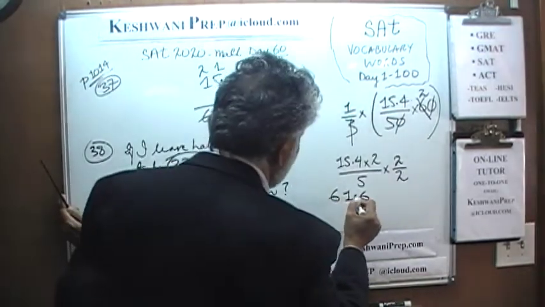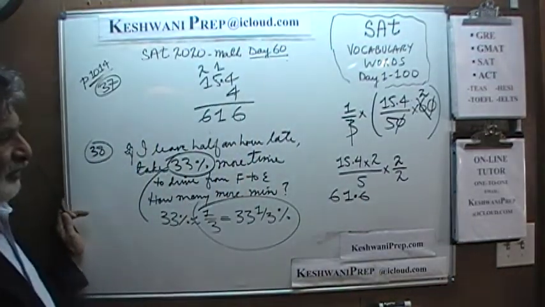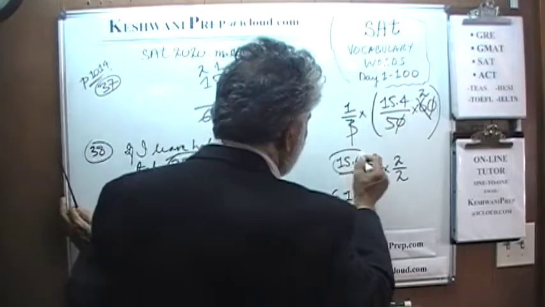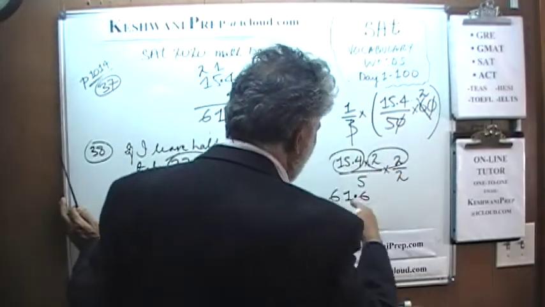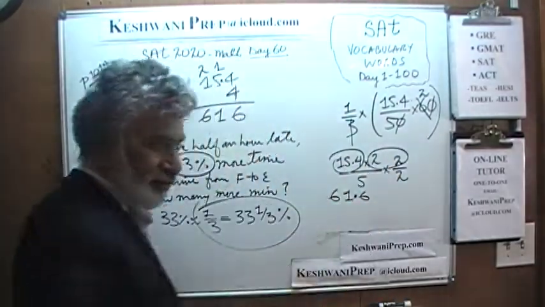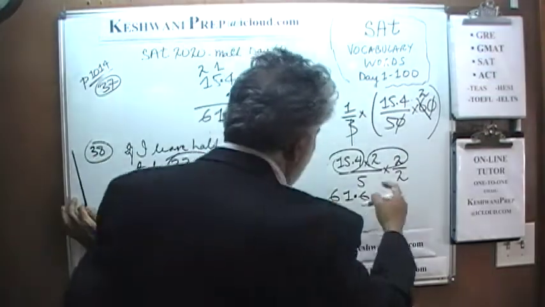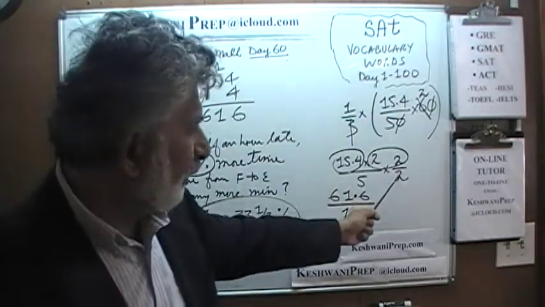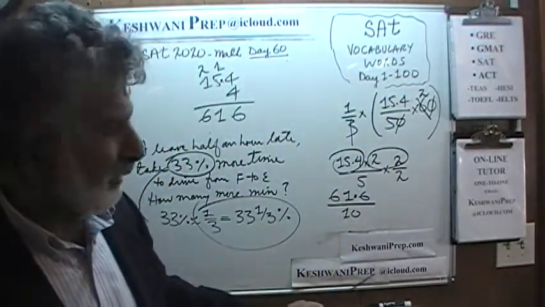61.6. This quantity, 15.4 times 4, is 61.6, over 5 times 2, which is 10. Now you see why I multiplied the top and bottom by 2, because I didn't want to divide by 5.